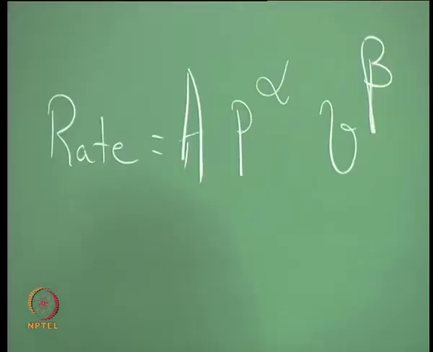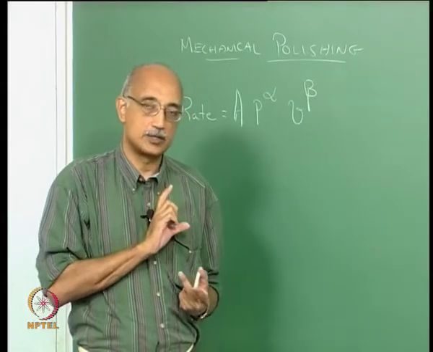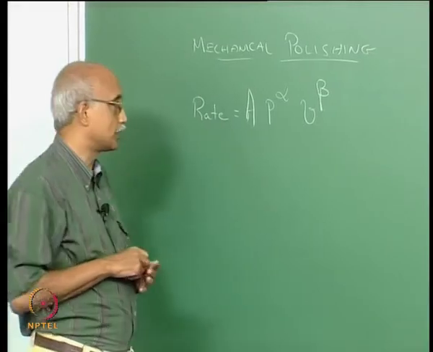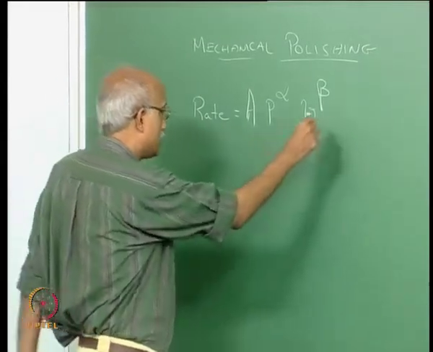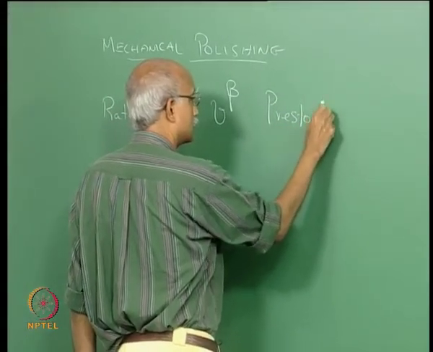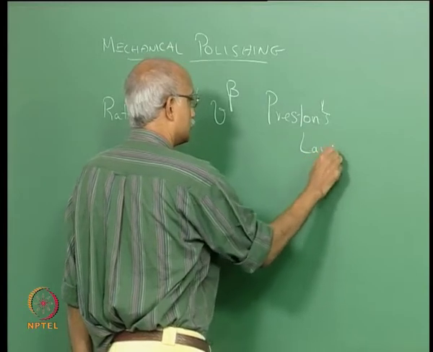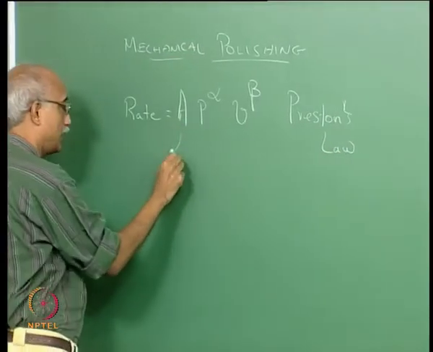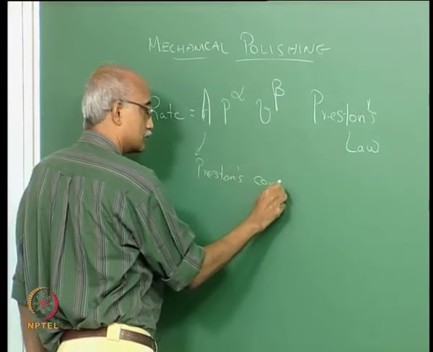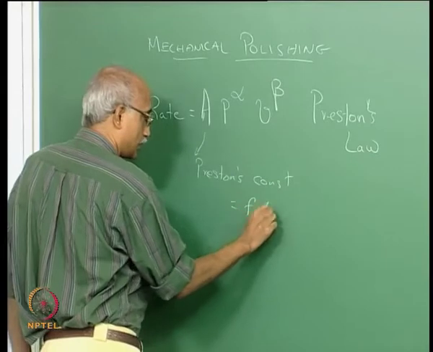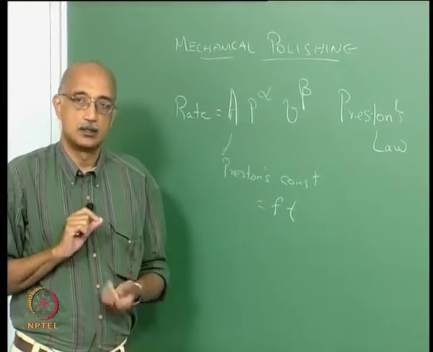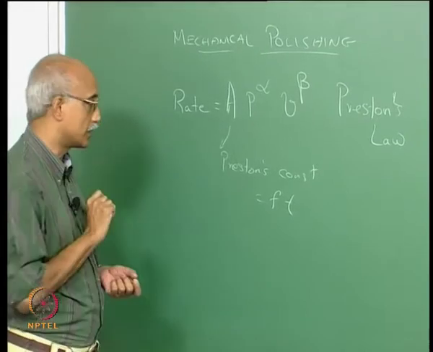So, this velocity V essentially reflects the velocity difference between the surface that is being polished and the media that are being used to do the polishing. This is actually known as Preston's law, and this constant A is called the Preston constant, and this actually incorporates many of the parameters that are crucial for the polishing process itself.